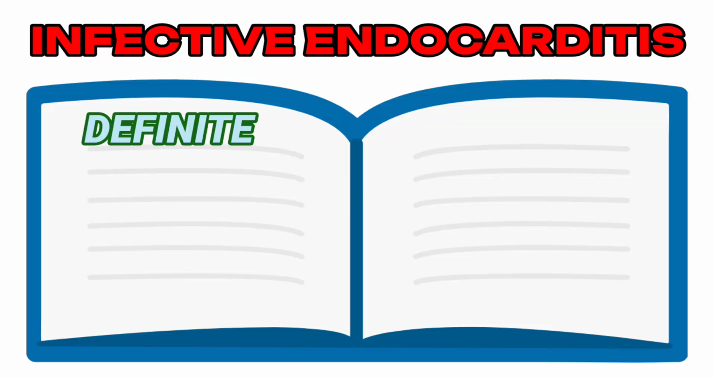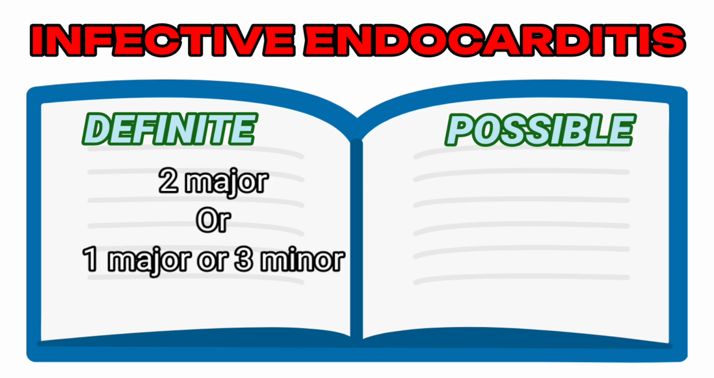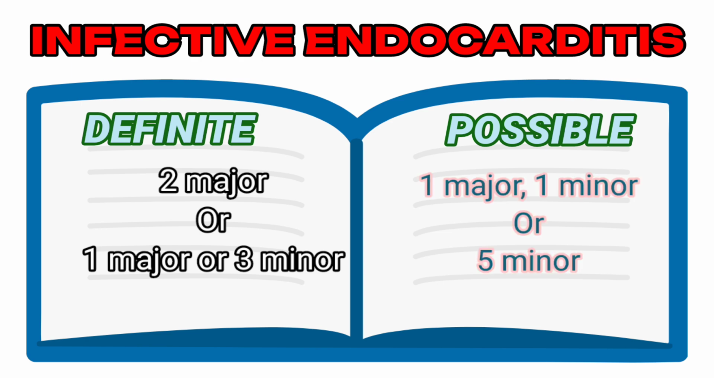Based on these criteria, the patient can either have definite or possible infective endocarditis. The patient is said to have definite infective endocarditis if there are 2 major or 1 major and 3 minor criteria. On the other hand, if only 1 major and 1 minor or 3 minor criteria are present, the patient is said to have possible infective endocarditis.